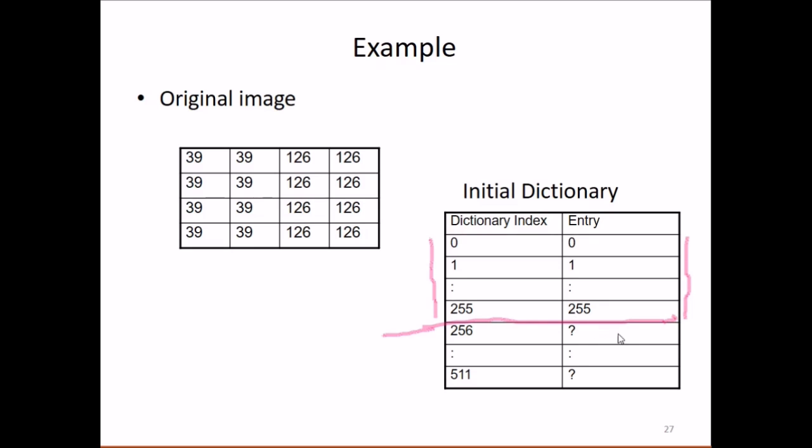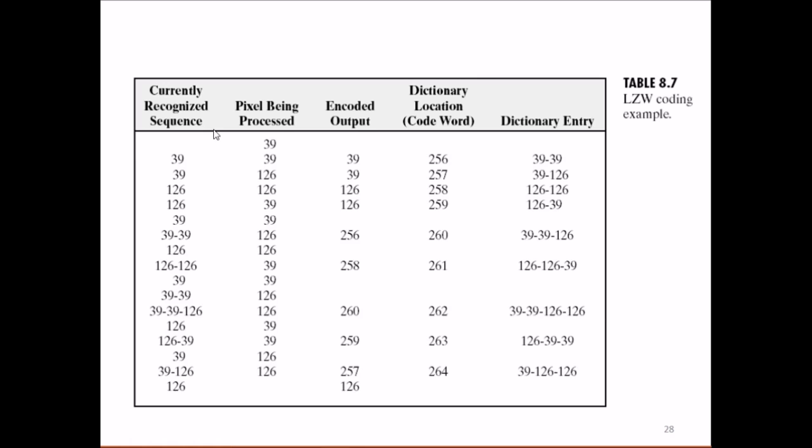But what about when we traverse from the first position? We see that 39 and 39 is coming. This is a sequence. Again, if I move around, 39 is coming 1, 2, 3, 4 times. So we assign an entry to this dictionary index for 39 to 39, the value 256. So the dictionary entry will be 39 39 and 256.